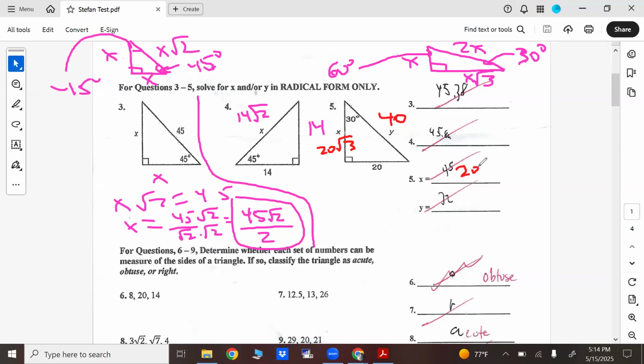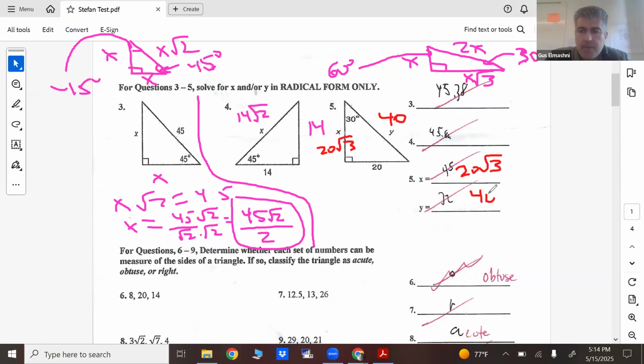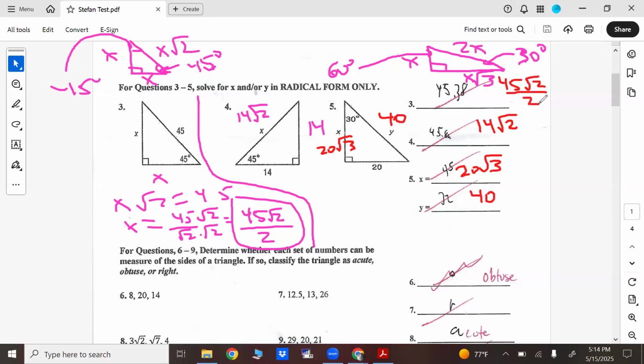So you got 20 root 3, hold on, and 40, 14 root 2, and 45 root 2 over 2. Wait, so it'll be four. 14.